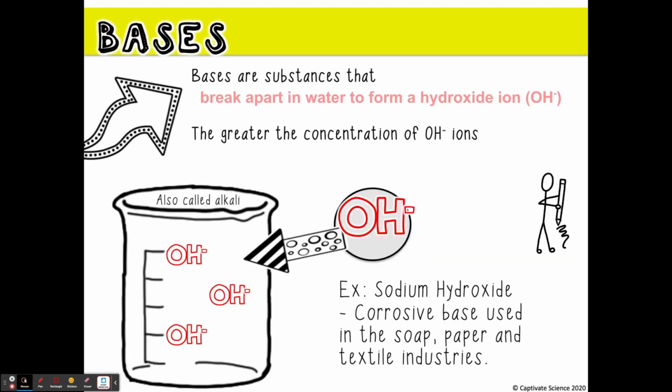All right, so bases are substances that break apart in water to form a hydroxide ion, the OH negative. The greater the concentration of OH negative ions, the stronger the base. So for example, sodium hydroxide is a corrosive base used in soap, paper, and textile industries. We also call that an alkali. So it's alkaline, it's a base.